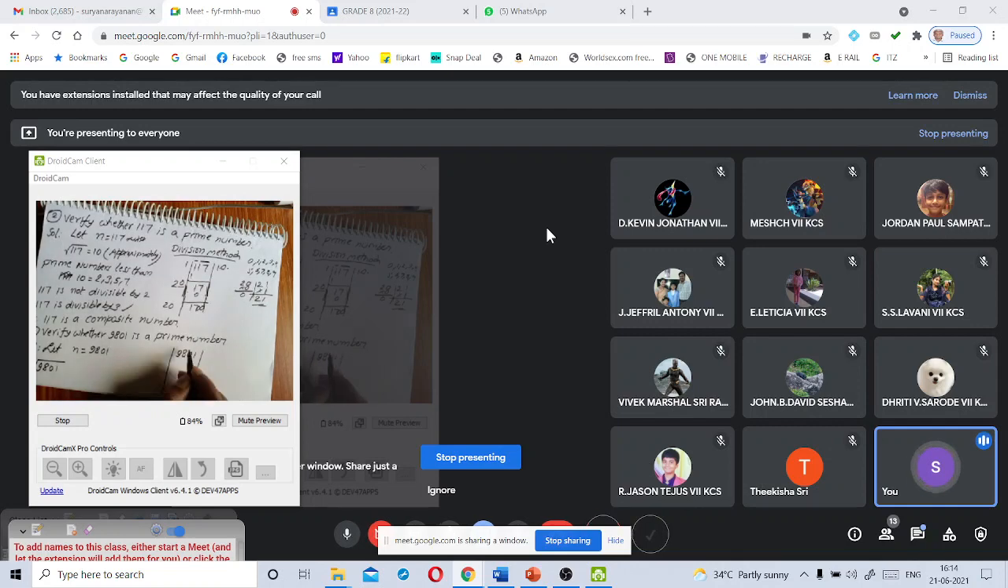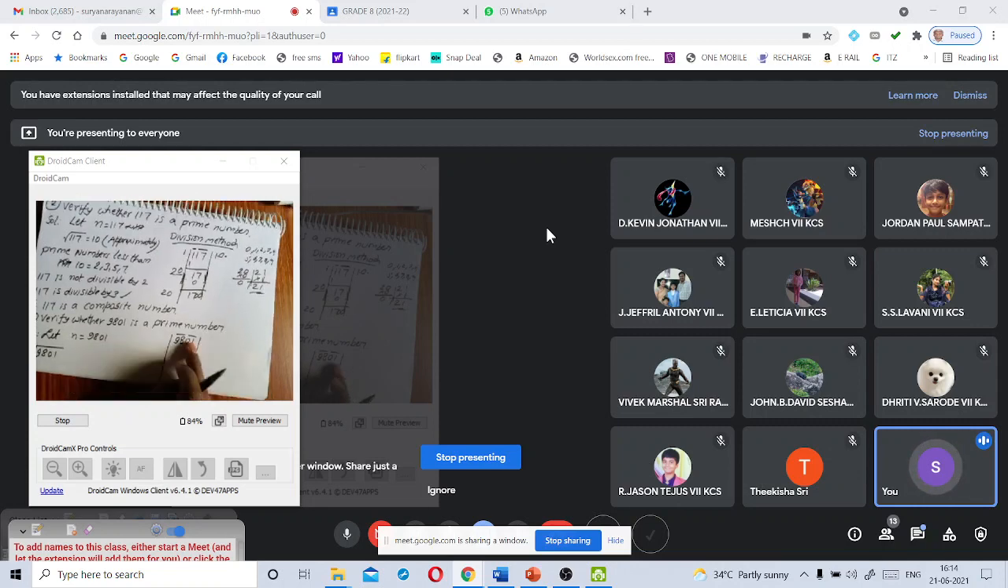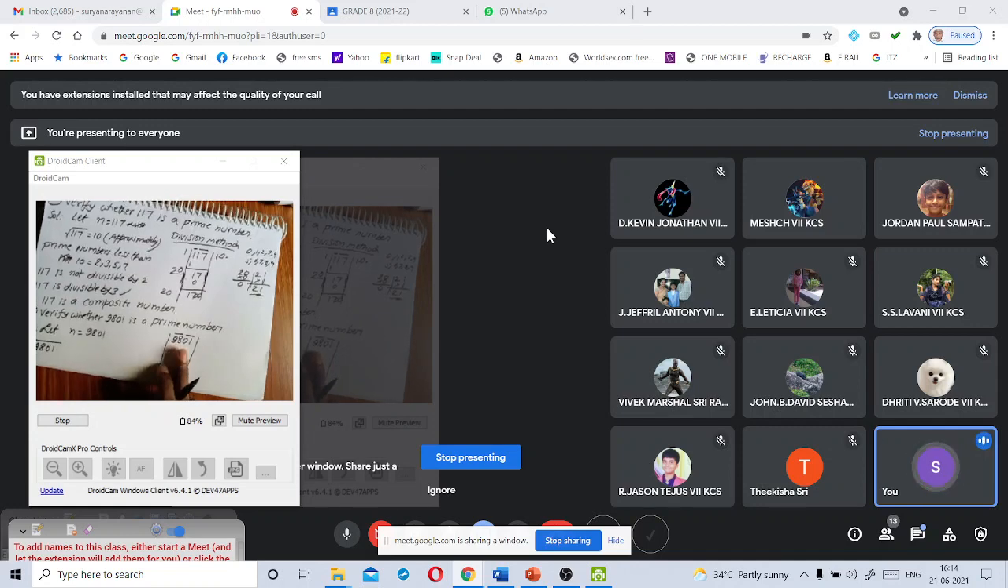Previously I told you to take a pair of digits starting from the units place. So 0, 1 I took as one group. The remaining two digits I took as one group. So 98, what is the nearest square number? What is the nearest perfect square to this number 98?